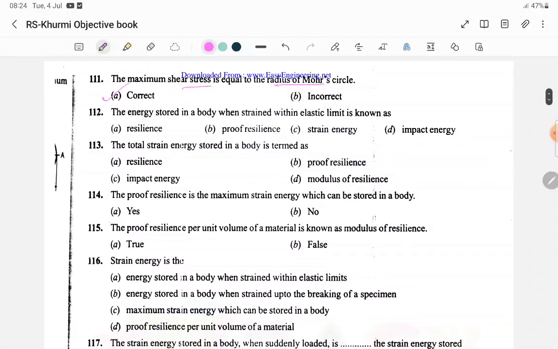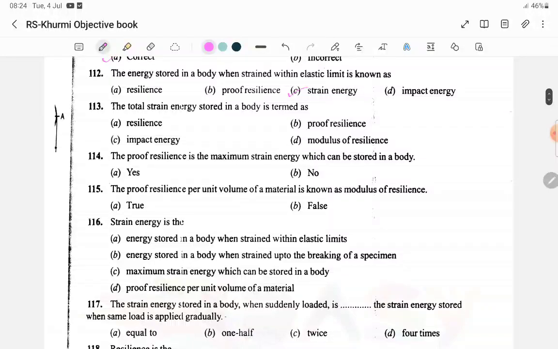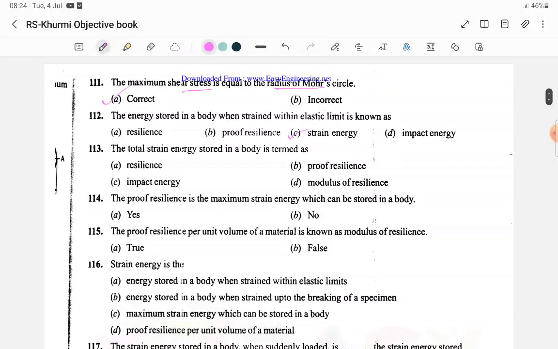Correct. Energy stored in a body when strained within the elastic limit is known as, you are correct, strain energy. But according to me, it's resilience, because I think the answer given here is wrong. Strain energy within the elastic limit is known as strain energy.